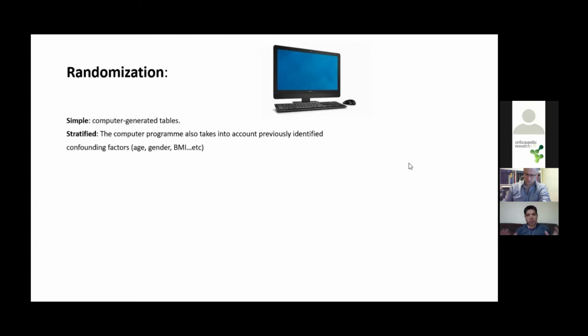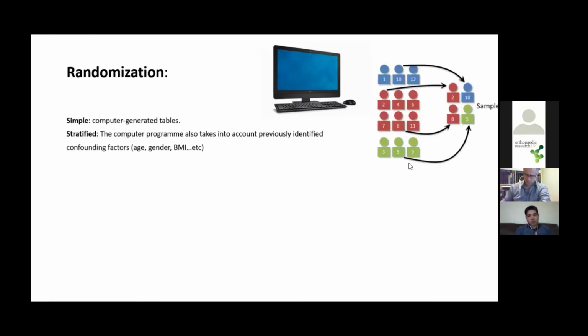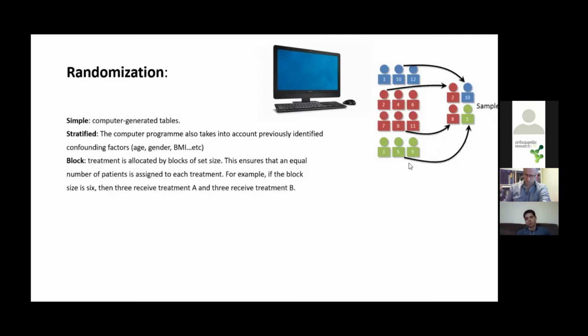So in each arm, I should have the same number of patients over 65 and the same number of young patients, the same number of female, the same number of male, and so on. That's called stratification. But if you are doing a very big multi-centre study, and the population size may be 1,000, it's very hard to use stratification.